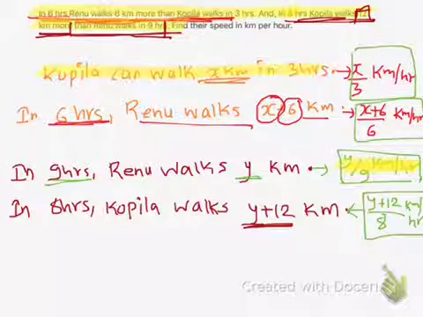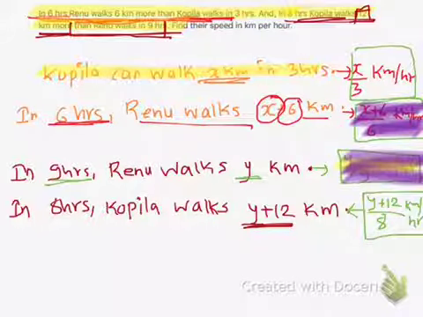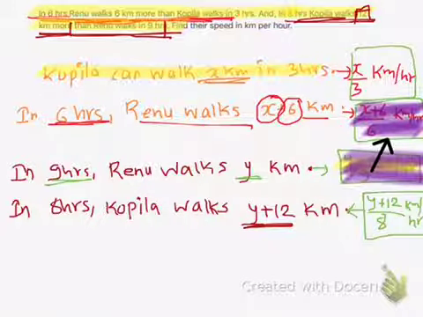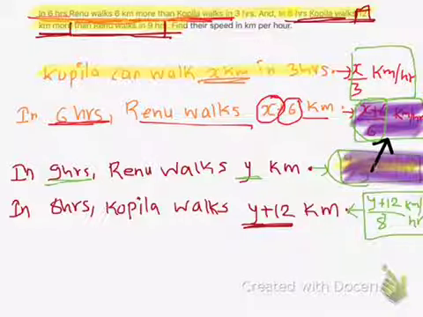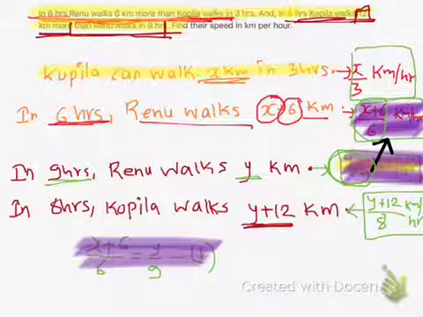Now, when we look at these two parts carefully, these both are the distance traveled by Renu in 1 hour. So these two terms should be equal, since we know in 1 hour Renu covers x plus 6 divided by 6 kilometers, and also in 1 hour she covers y by 9 kilometers. So on equating these two, we get our first equation.